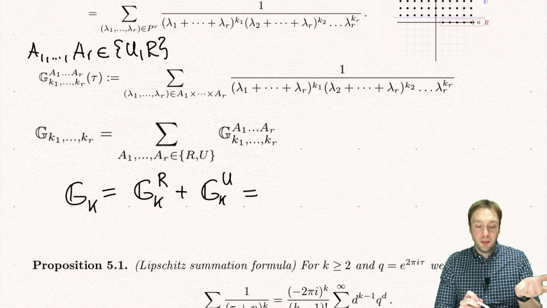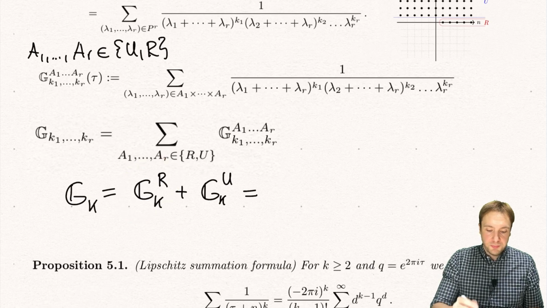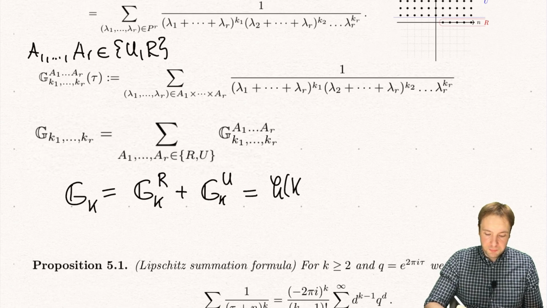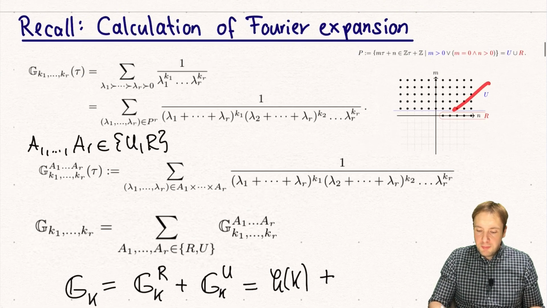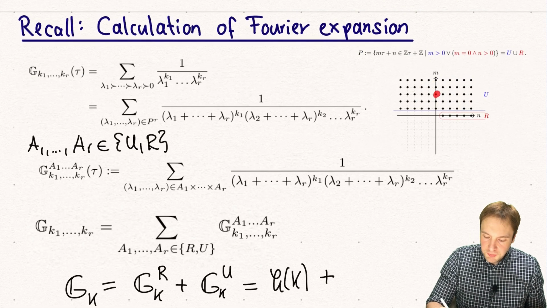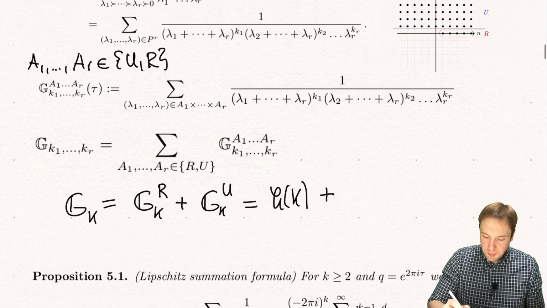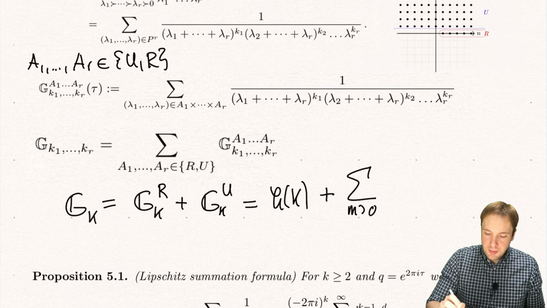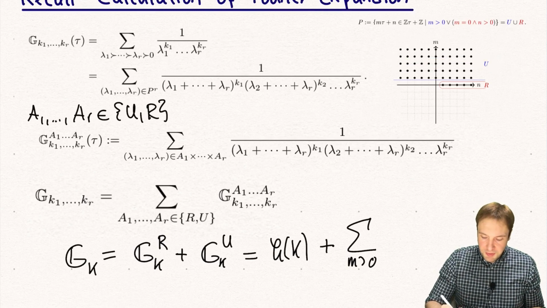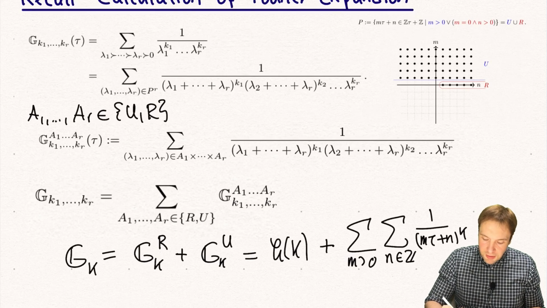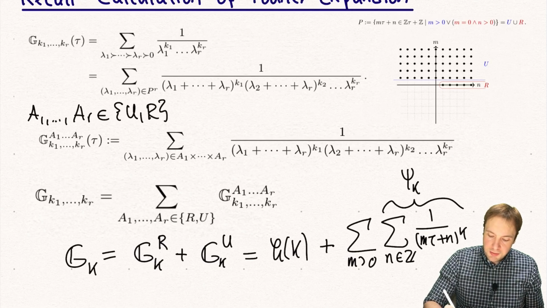So for example, in depth 1, there are just two choices. So we just have one a, it could be R or U. And then this R term gives exactly the zeta k. And the U term, so this means we sum over all elements in the upper half plane. So we could say we sum over all possible positive m's. And then for a fixed m, we can sum over all lattice points on this level. But this just meant that we sum here over all integers n in Z. So this is 1 over m tau plus n to the k. And this part here, we denote it by psi k of m tau.